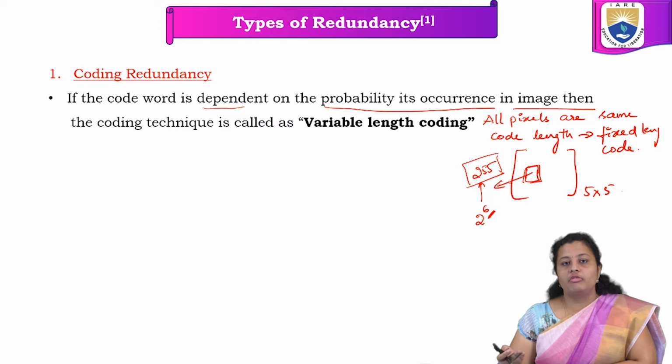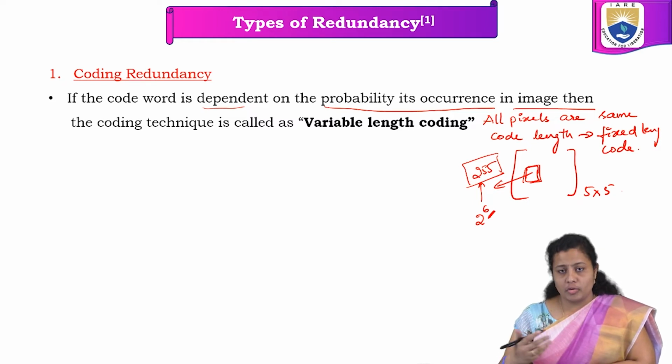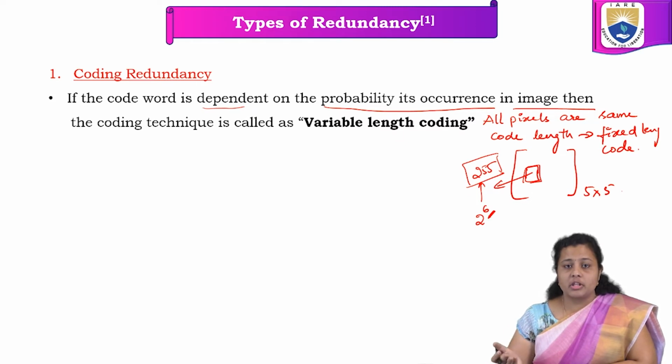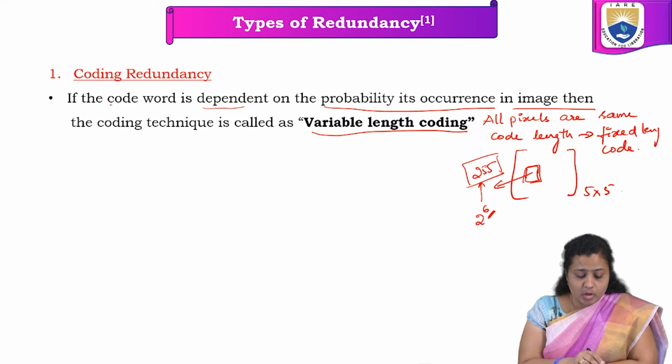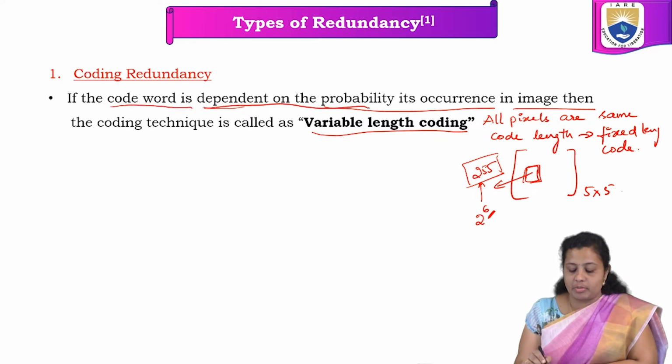So there is wastage of the number of bits that are used. Instead, if we can code based on the probability of the occurrence of the intensity value, then we can reduce the number of bits that are required. In turn, we can reduce the bandwidth that is required to transmit the image. At the same time, we can also reduce the power that is required to generate this image. So for these purposes, we will go for variable length coding, where the code word is dependent on the probability of occurrence of it in the image.